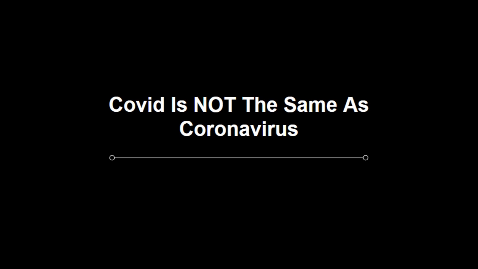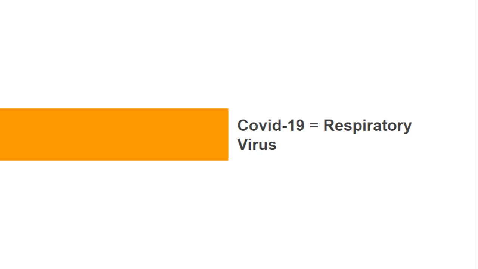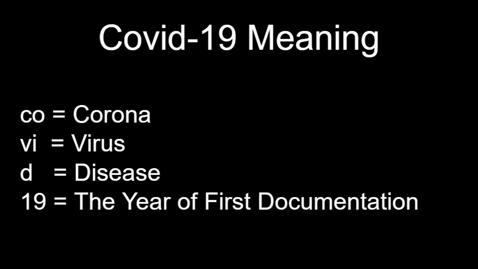So not to be confused with coronavirus, COVID, more specifically COVID-19, is a disease. It's a respiratory illness which is caused by the novel coronavirus. Now, COVID-19 actually has a meaning. The CO stands for corona, the VI stands for virus, and the D stands for disease. So it is the coronavirus disease, first documented in 2019, hence the 19.